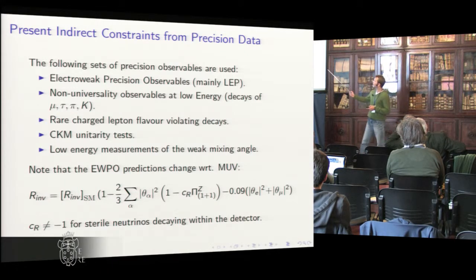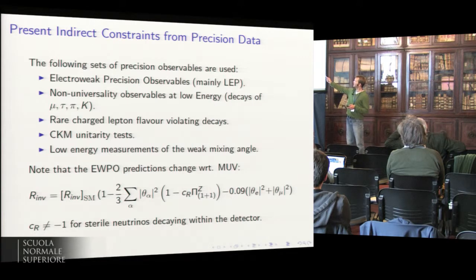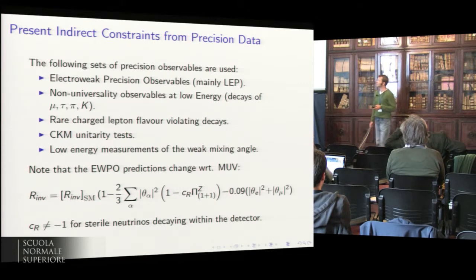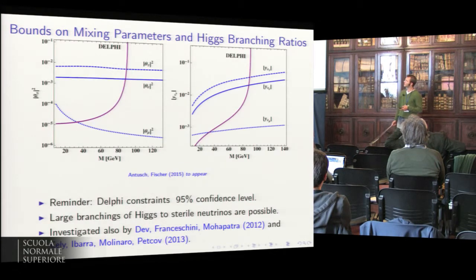We have a lot more. We have electroweak precision observables, as I just said, but we have non-universality. Those are very precisely measured low-energy decays. We have charged lepton flavor violation, CKM unitarity tests, and low-energy measurements of the weak mixing angle. We combine all of them in a statistical fit. And this is the result.